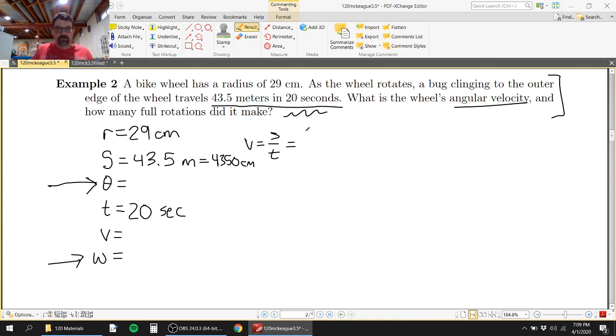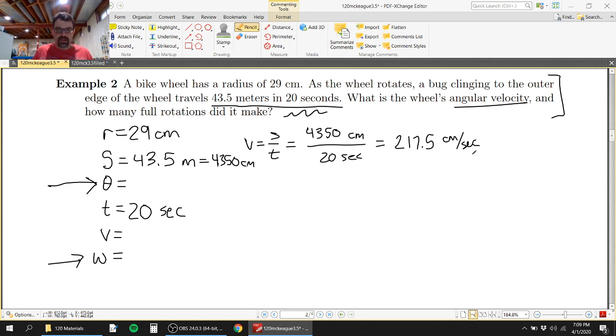Okay, so then I'll put 4350 centimeters over 20 seconds. And if we do that division, you get 217.5. And the unit on that comes straight out of the computation, centimeters over seconds. Hopefully that makes sense. We're computing a velocity, centimeters per second. There you go. Okay, so that gives us v.